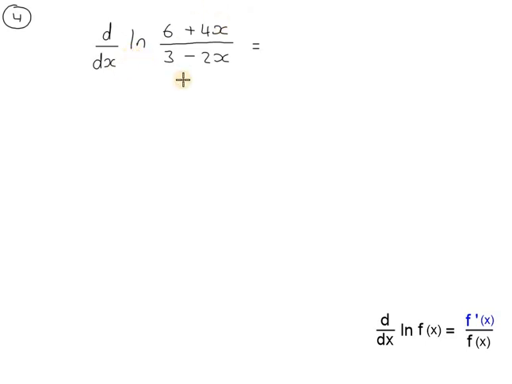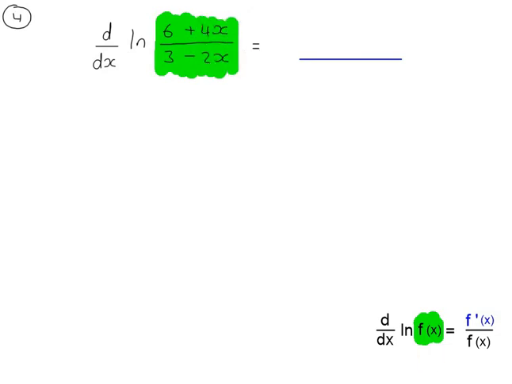Differentiating ln of this fraction here. So here's the long way, and I wouldn't do it this way. My f of x this time, in the formula, is actually all of this. So if I copy that into the denominator, I'm then going to try and work out some way of differentiating this highlighted part in green and putting the result here, and it's too long a method. An easier way would be to use some of the laws of logs to simplify first, and then to do the differentiation.